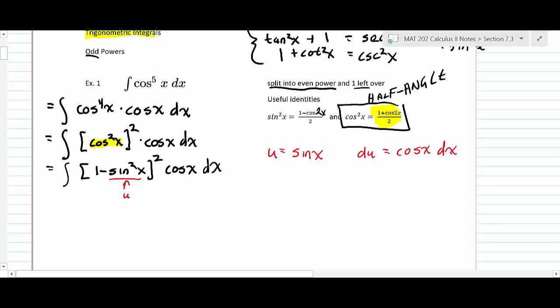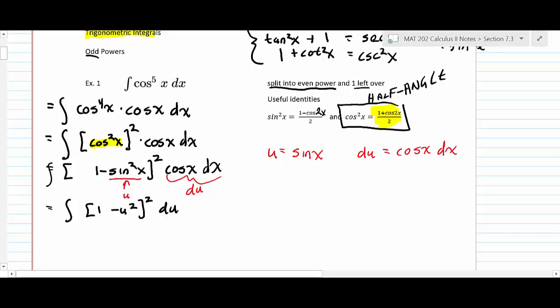So let's see what we have with the u-substitution now. The cosine x dx right here is going to be the du. So let's see if we've got an integral that we can handle now. This is going to end up being the integral of 1 minus u squared, to the second power, times du.